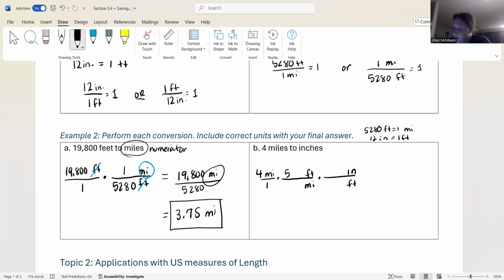So let's fill in some really important numbers. There are 5,280 feet to 1 mile. There are 12 inches to 1 foot, and then let's see what cancels, okay? Miles and miles cancel. Those units quite literally cancel top to bottom. Feet and feet cancel. The only thing that doesn't cancel is the unit inches in the numerator, which is exactly what I want. Okay? So let's clean this up a little bit.